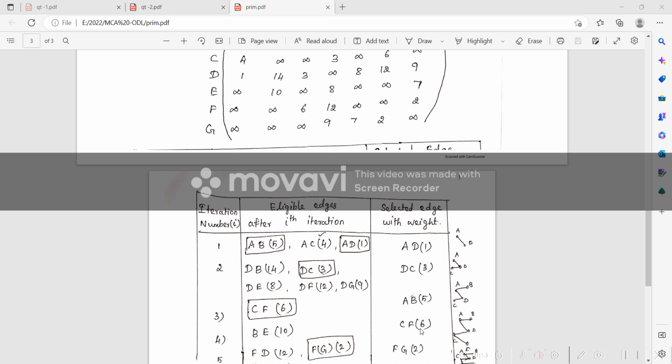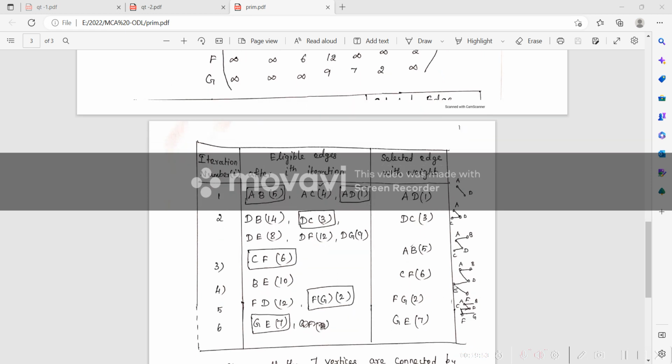Okay. So from C, previous step we have this tree. Now with the C we are joining edge CF. So from C one vertex is included, F and CF edges joined here. Okay, so this is our current status after fourth iteration.